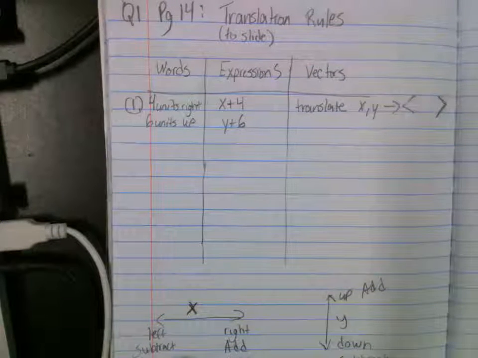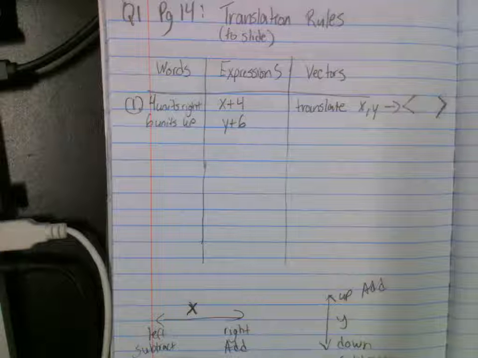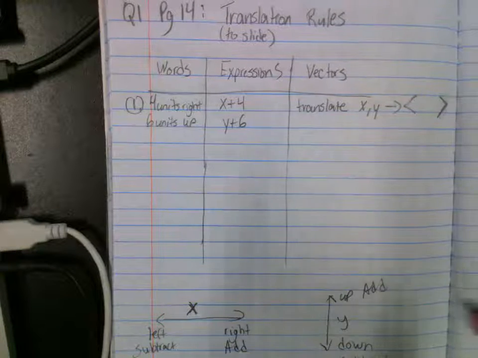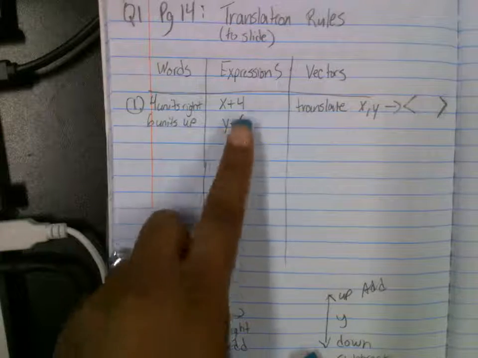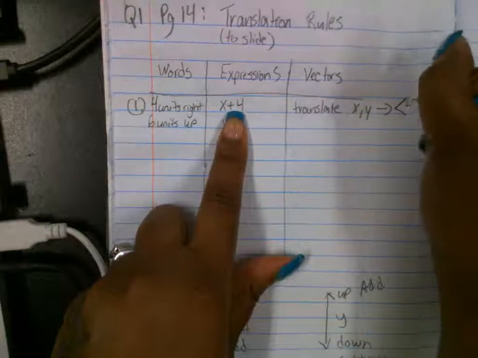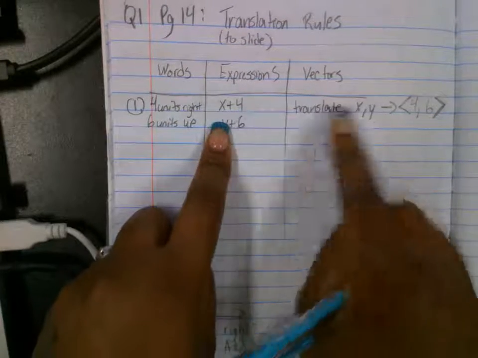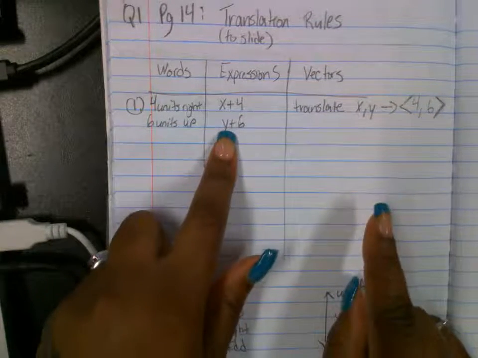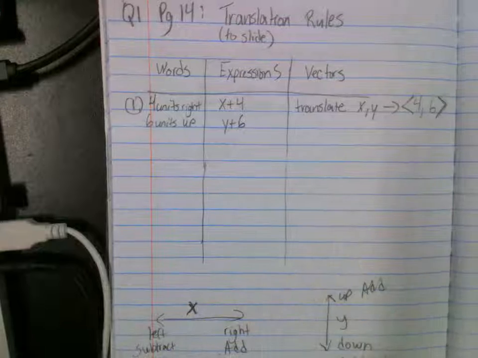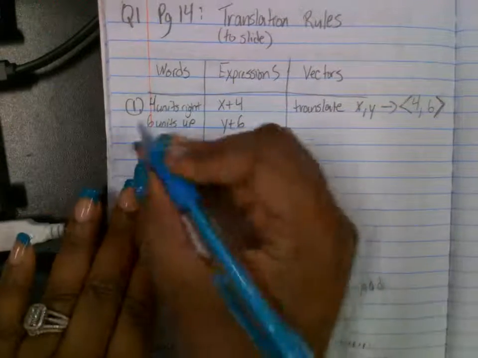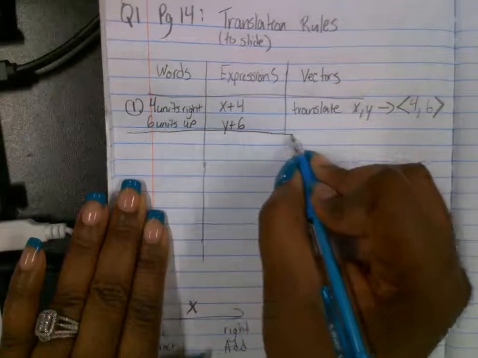But what numbers would I put for my vectors there? What would I put in the parentheses? Does anybody remember? Yes. 4 and 6. Positive 4, comma, positive 6. And that's where I got it from. If it was minus, I would put negative. But since they're both positive, they're both going to be positive numbers since it's adding. Any questions about number 1?